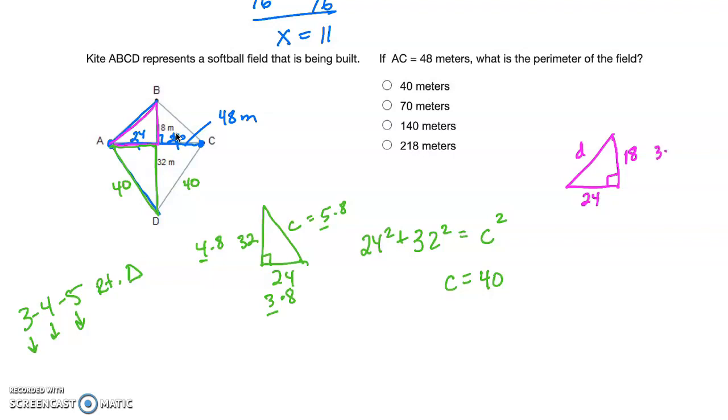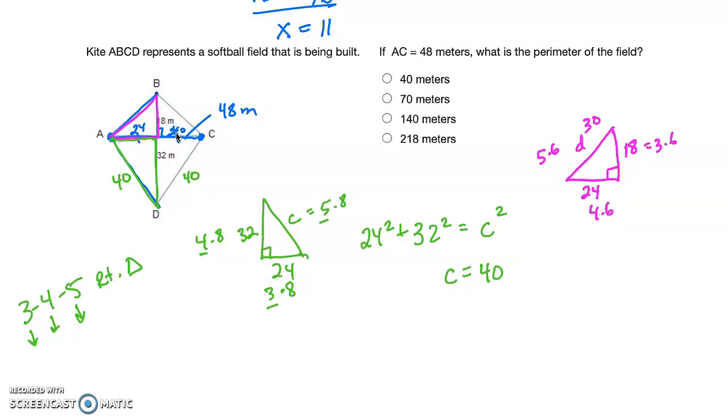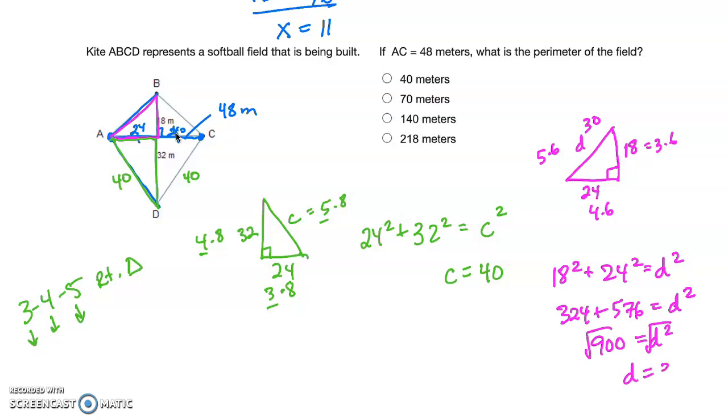Well, 3 times 6 equals 18. 4 times 6 equals 24. So 5 times 6 would equal 30. And if you wanted to verify that on your calculator, 18 squared plus 24 squared equals D squared. We certainly could do that. 18 squared is 324. 24 squared is 576. And D squared. So 324 plus 576 is equal to 900. And we take the square root of both of those and we get D equals 30. So that's just a shortcut if you know 3, 4, 5, but you can always use the Pythagorean theorem.